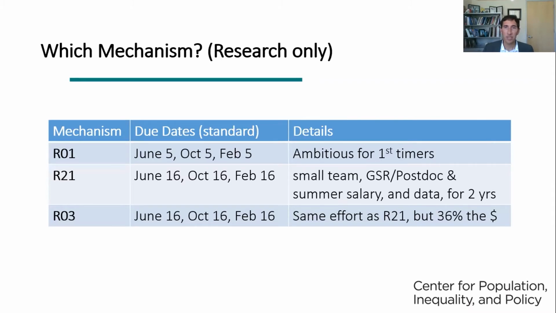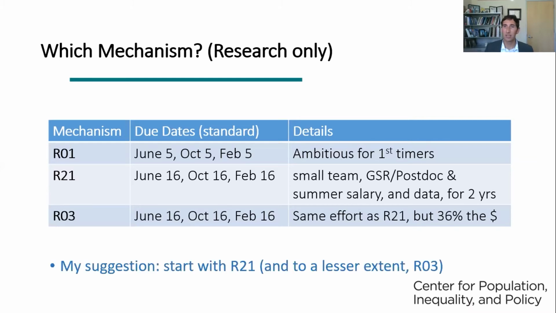R21, again, I'd say, small team, GSR and postdoc, you can fund summer salary, some data. And then an R03, I would argue actually is pretty similar to the effort of an R21, but a lot less money. So you might see where I'm trying to nudge you. If you were to write your first grant to NIH, I'd say start with an R21. It's less effort than an R01 and more money than R03.